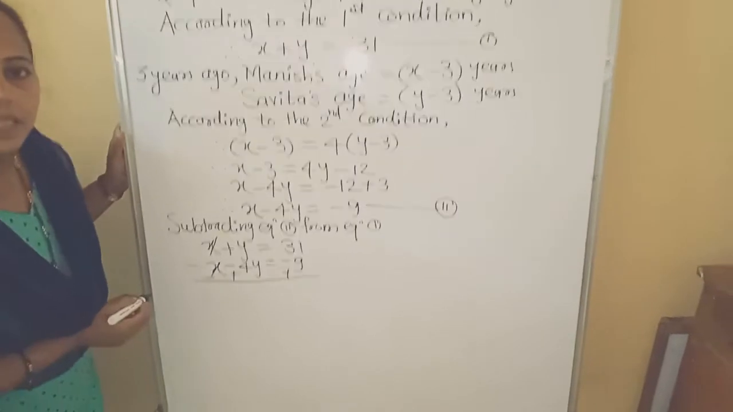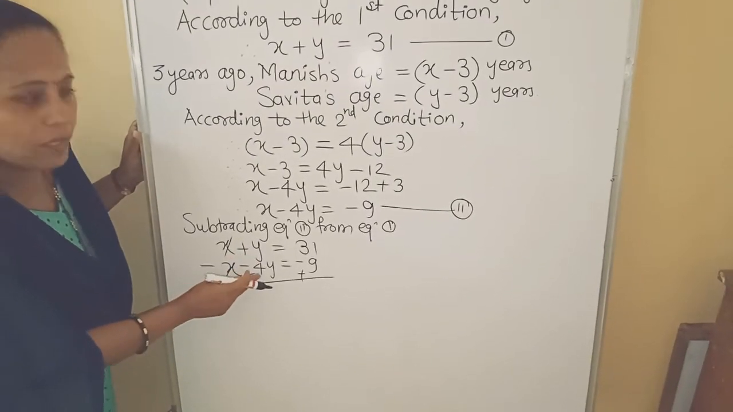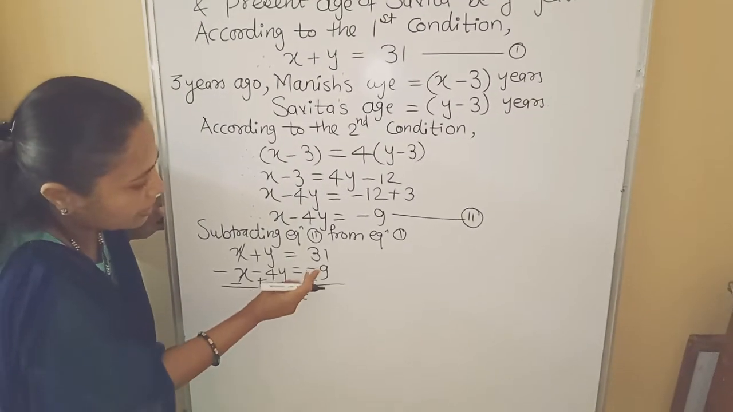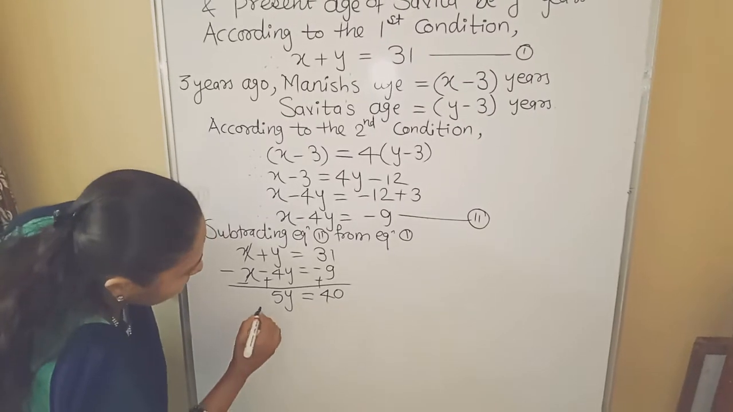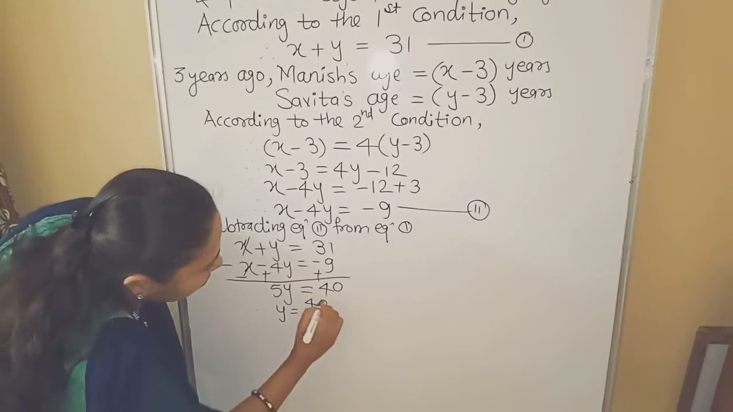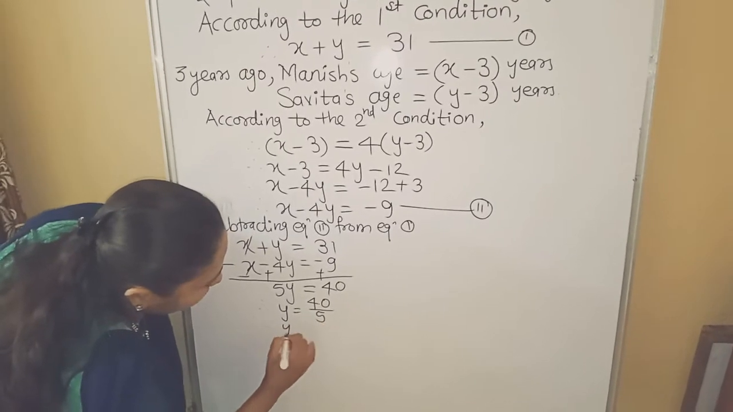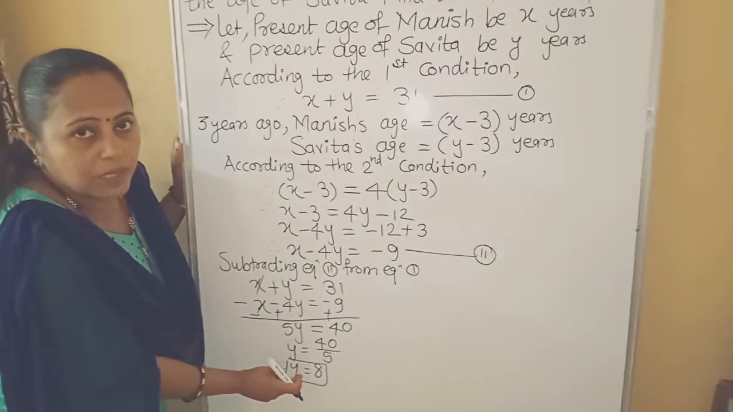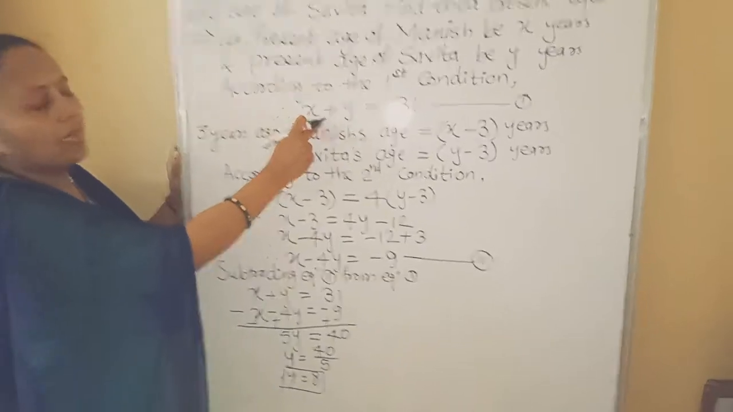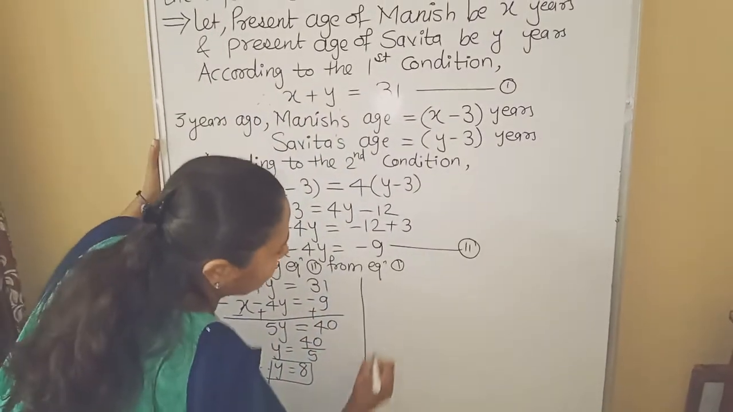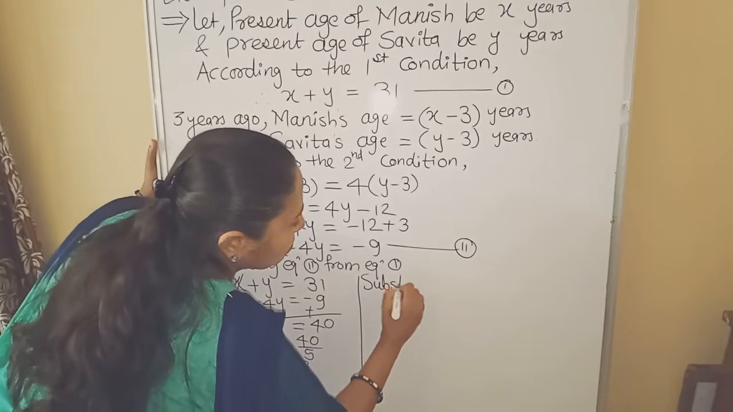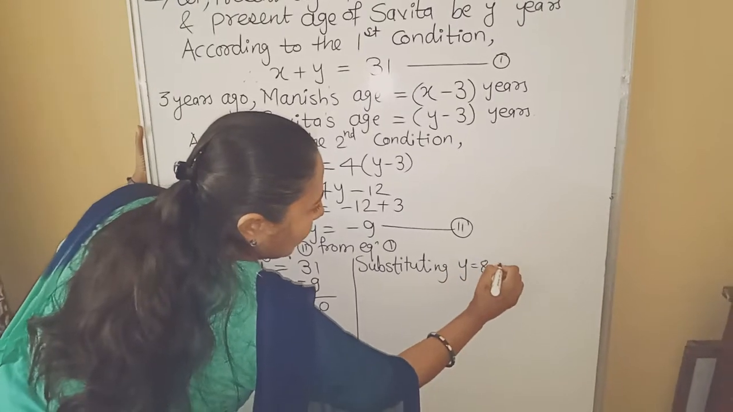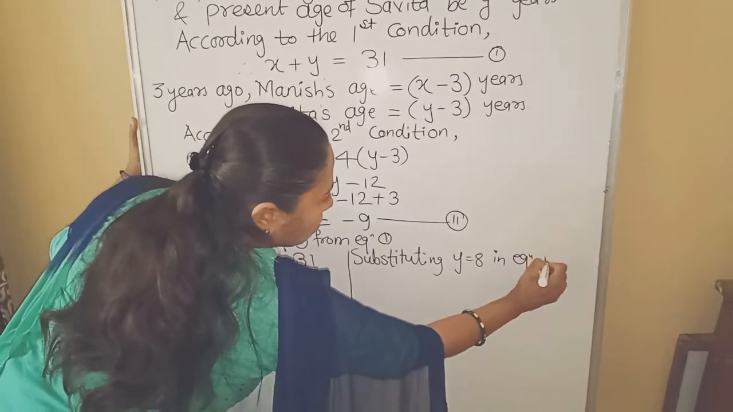X minus x eliminated, y plus 4y equal to 5y, and 31 plus 9 is equal to 40. Therefore, y is equal to 40 upon 5. Therefore, y is equal to 8. So we will substitute now y equal to 8 in equation number 1.